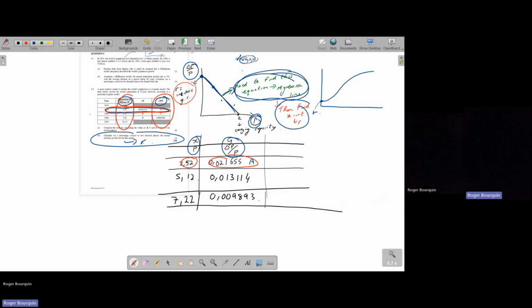So you're going to plot these points. 2,52 goes with that. 5,12 goes with a delta P over P value of 0,01314. And the last thing we've got an x and a y coordinate for is at 2020. At that point, your x value is equal to 7,22, and your y value, in other words your logistic growth rate, is 0,009893. So those are the three values, the data that we're going to be entering into our calculator.